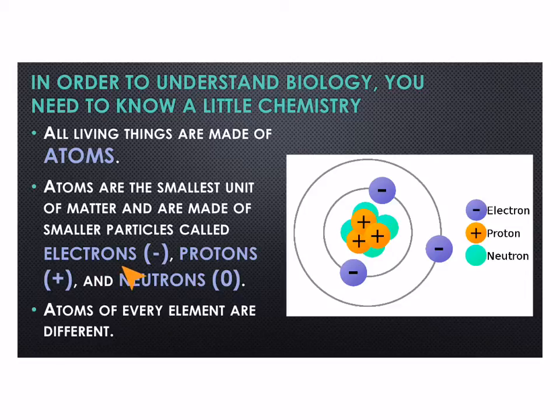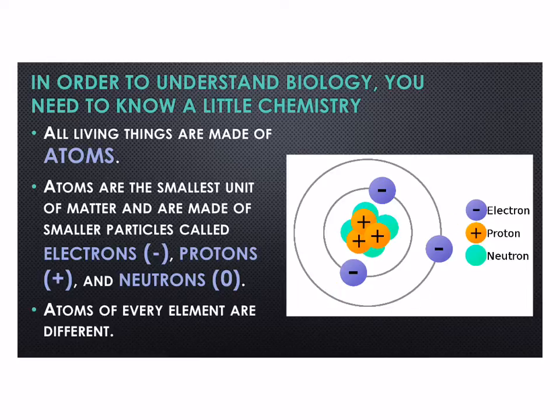and atoms themselves are made of smaller parts called electrons, protons, and neutrons. Electrons are negatively charged. Think of like a magnet having a negative charge. Protons have a positive charge, and neutrons have no charge. They are neutral. Atoms are arranged like this. The protons and neutrons are found in the center in an area called the nucleus, and the electrons are found outside the nucleus in these round, big areas.